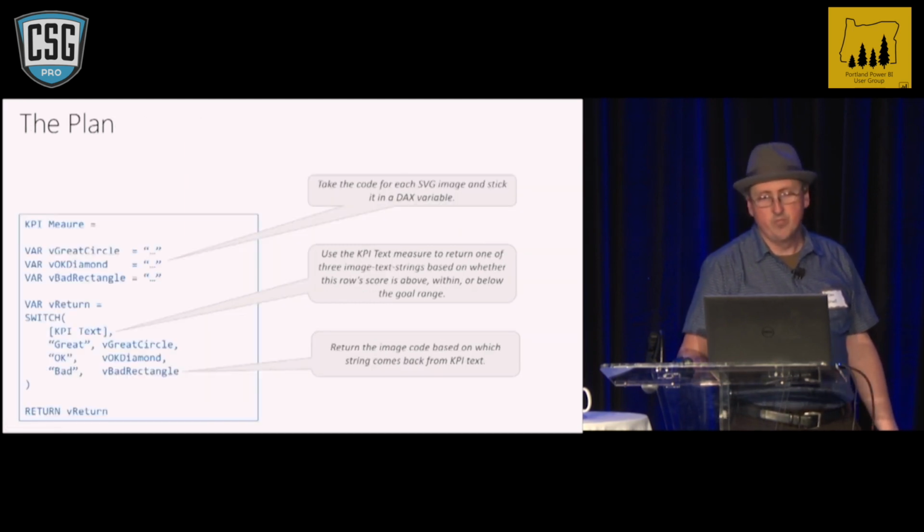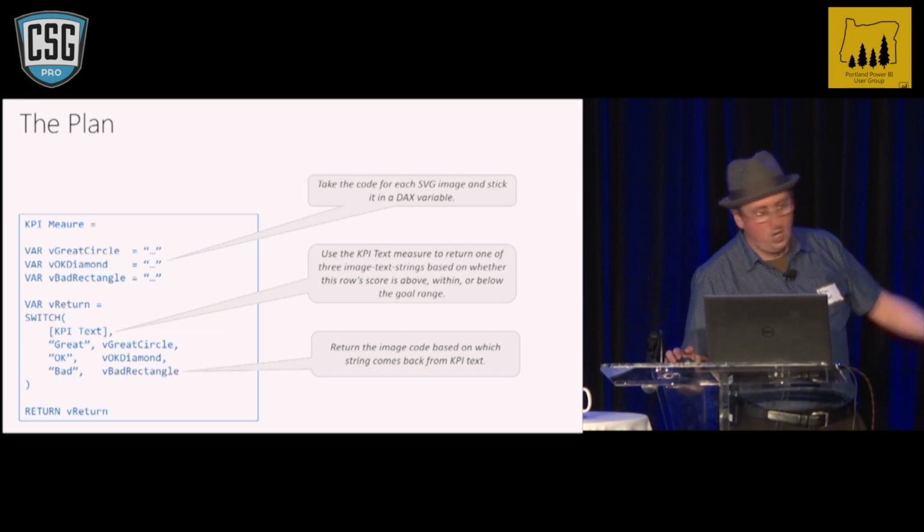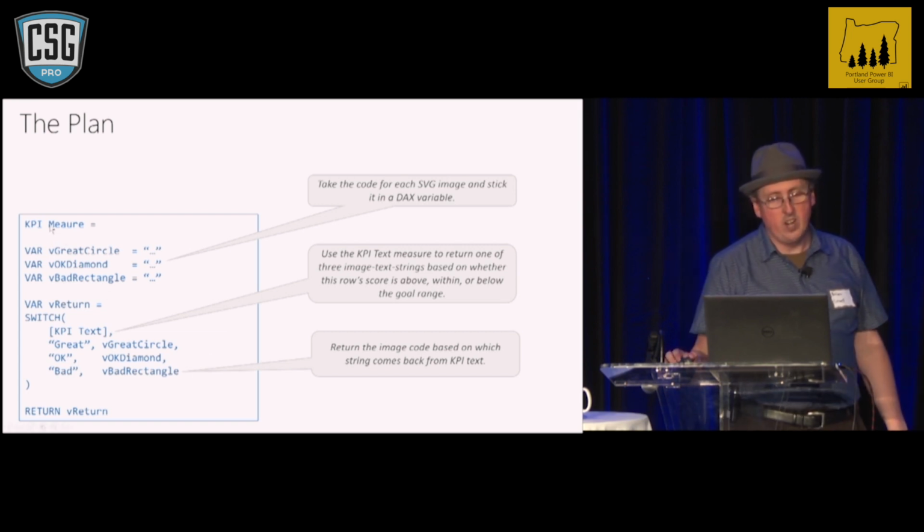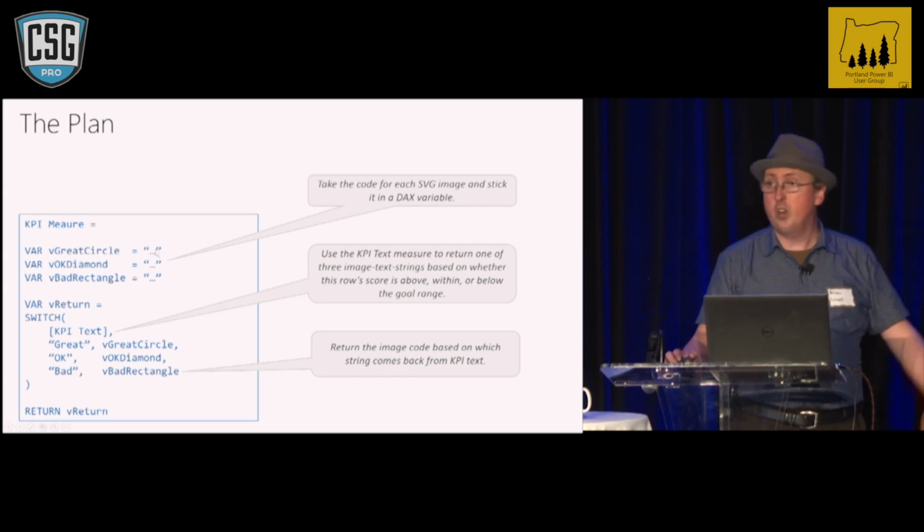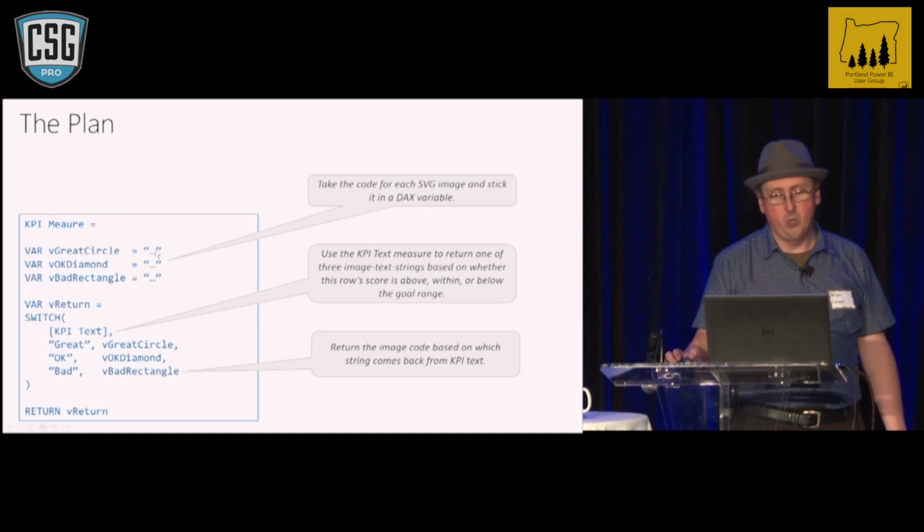I'm going to show you how to do it. So here's our plan. We're going to create a KPI measure, right? And we're going to have three variables right here, and each one of these variables is just going to have our SVG image stored in these quotation marks, just stored right there, 1, 2, 3.